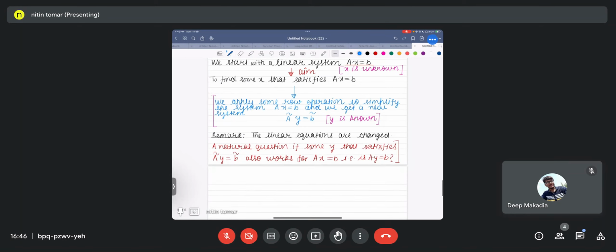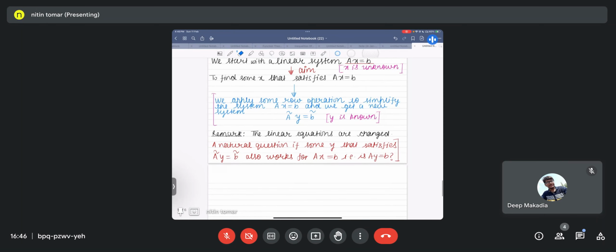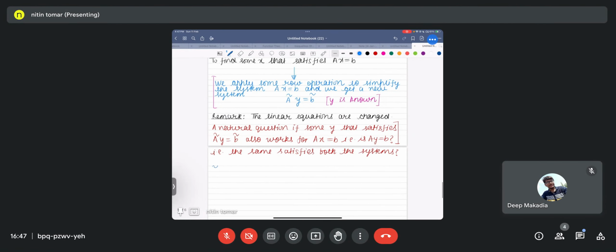Yes, let us write it. This is a good line. That is, the same y satisfies both the systems. The answer to this question, as we have seen, is yes, right?